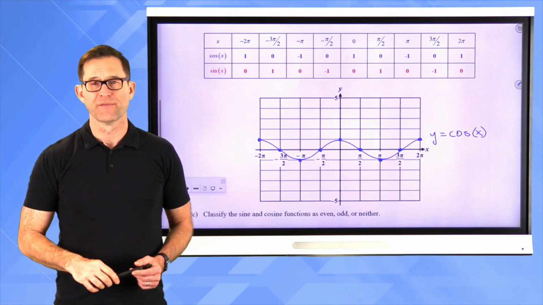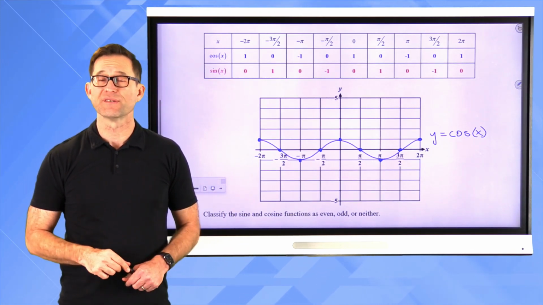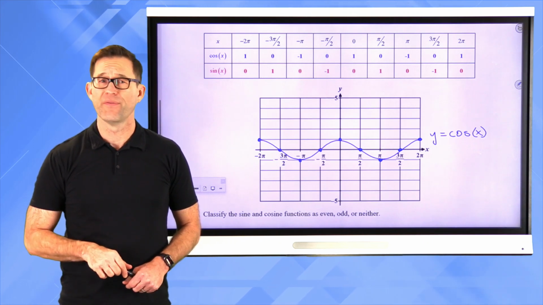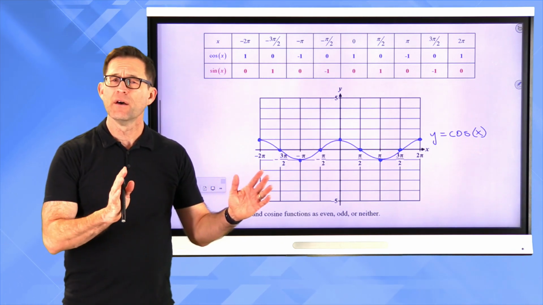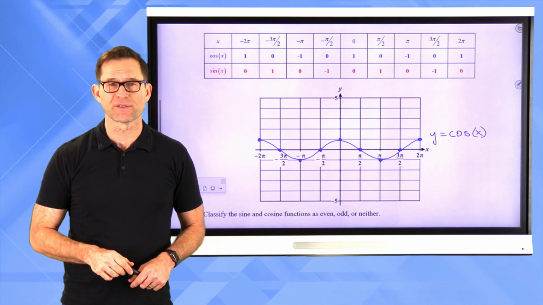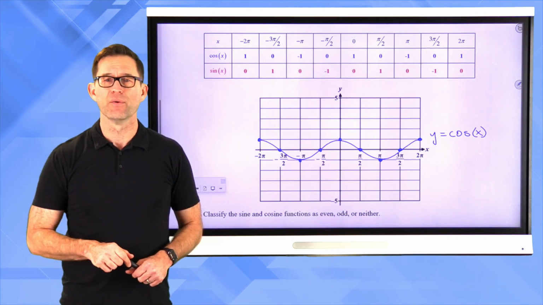I'd like you to pause the video right now and graph y equals the sine of x, and you're going to get a curve that basically looks identical to this, but just shifted by pi over 2 units. Pause the video now and go ahead and do that.